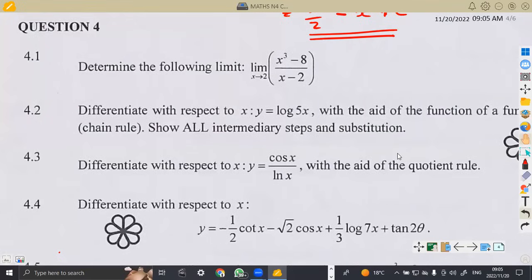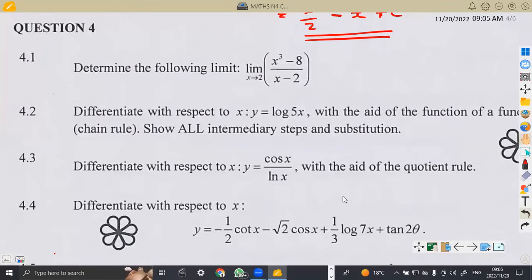Okay, we move on to question 4, which was on derivatives. Remember, guys, now they are separating these questions, integration and derivatives separately, like that. Determine the following limit. So there we were given a certain limit. Remember, guys, from your limits, I told you the first thing is to check with the limit that you are given if it is possible, because sometimes you don't need to work, you just have to substitute and see if the answer is fine.